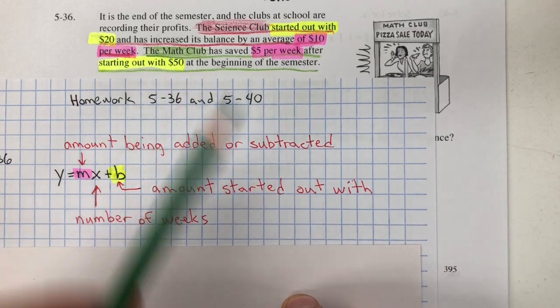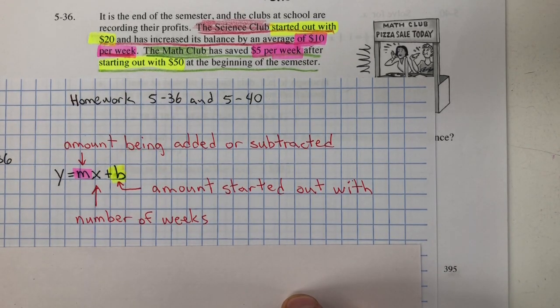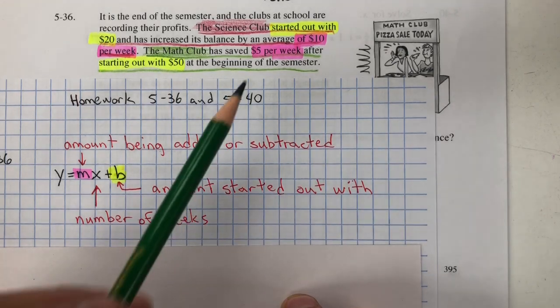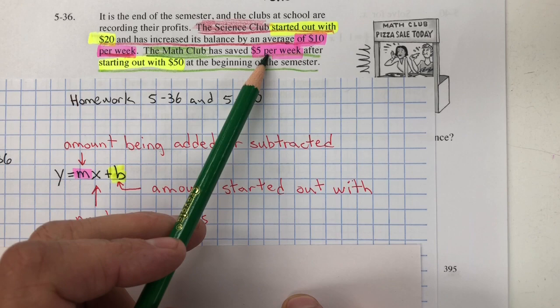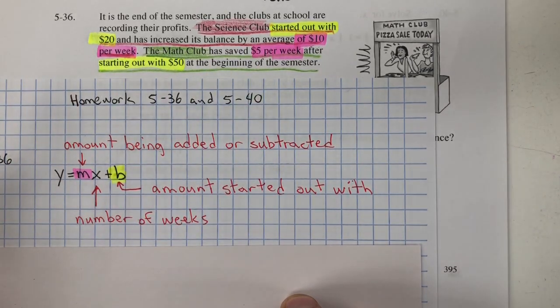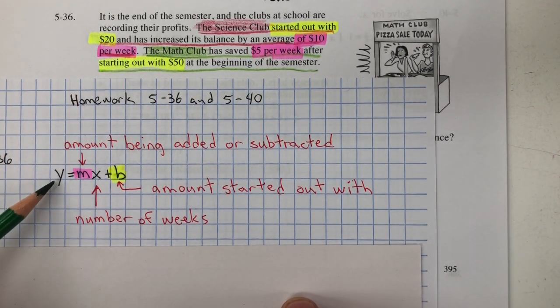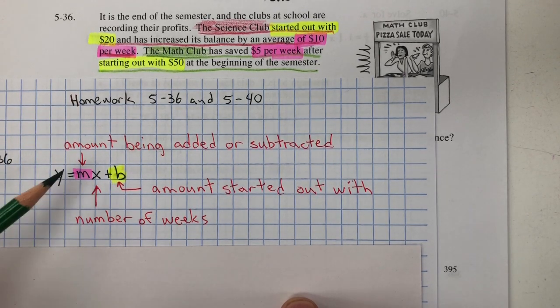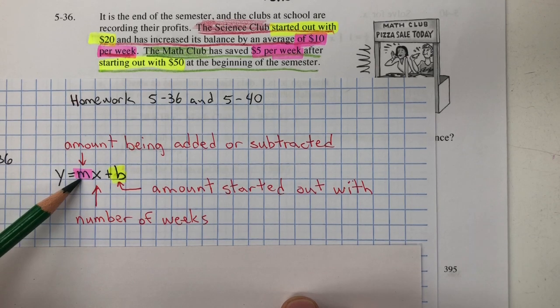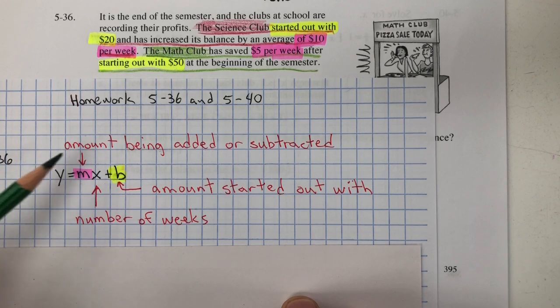The math club has saved $5 per week after starting out with $50 at the beginning of the semester. So it's starting out with $50 and it's saving $5 per week. So remember, in a linear equation, y equals mx plus b form, the m is the amount being added or subtracted at a constant rate.